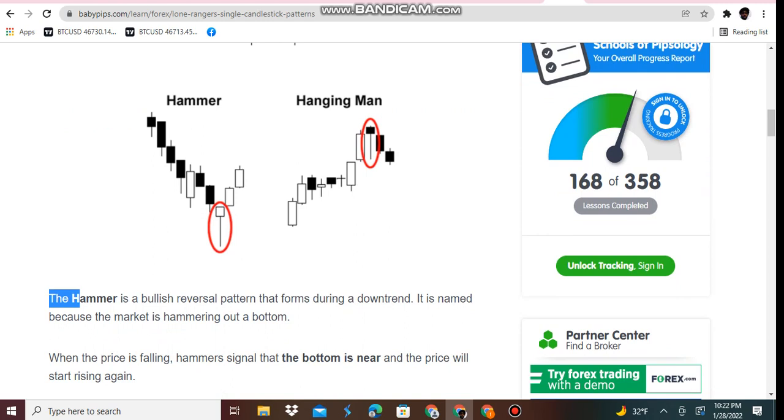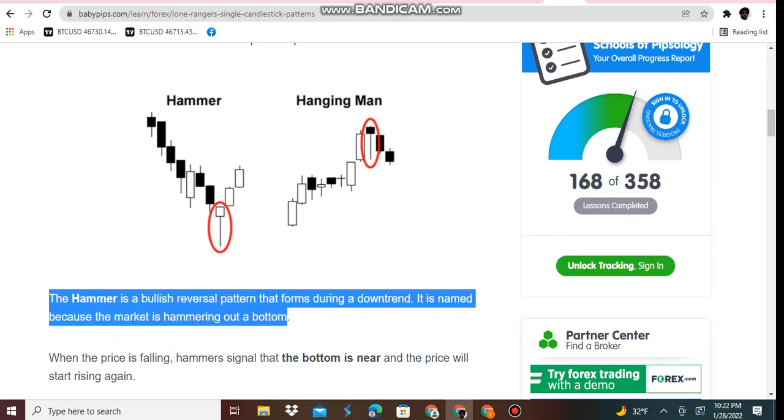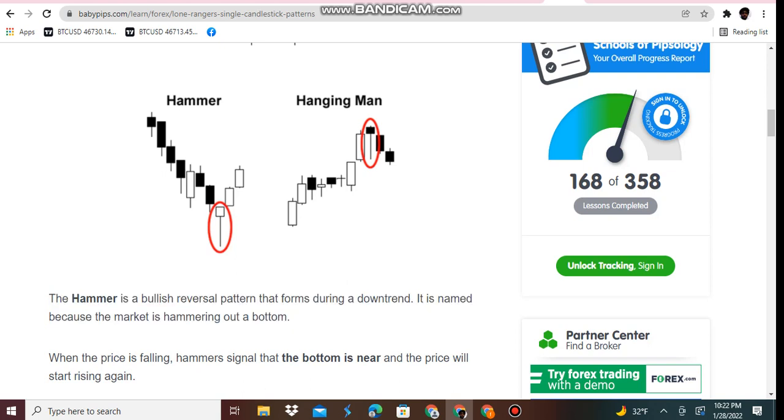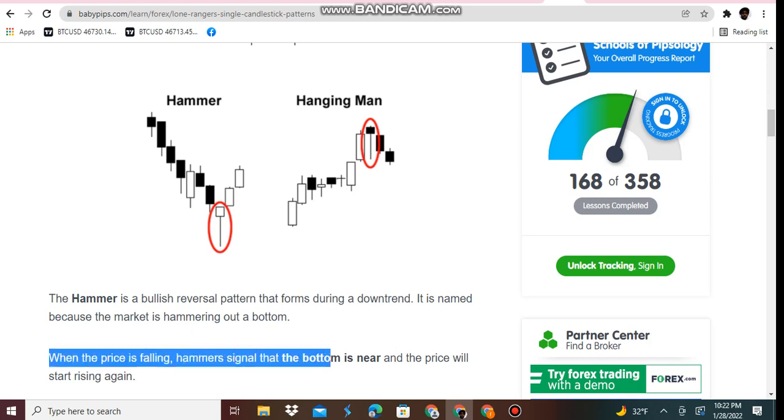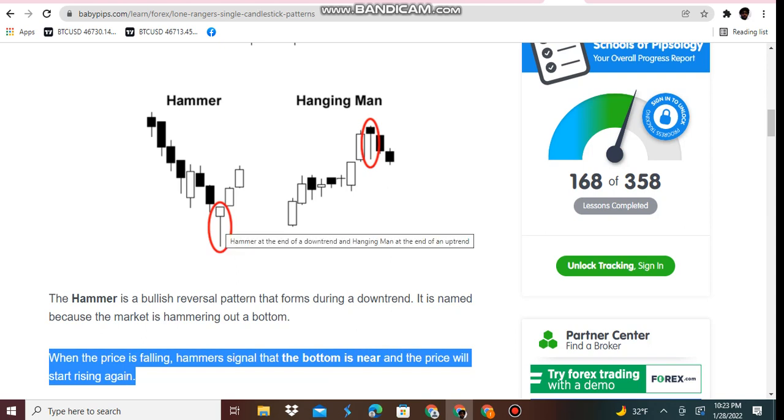The hammer is a bullish reversal pattern that forms during a downtrend. It is named because the market is hammering out at the bottom. So when price is falling, the hammer signal will be at the bottom, showing that the downtrend is near its end and price will start rising again. You'll see this candlestick pattern appear at the end of a downtrend, signaling that this downtrend is near its end and price is now starting to rise up again.